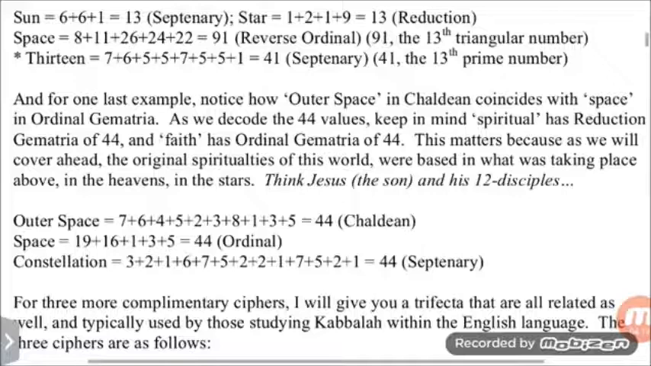As we decode the 44 values, keep in mind spiritual has reduction gematria of 44, and faith has an ordinal gematria of 44. This matters because, as we will cover ahead, the original spiritualities of this world were based on what was taking place above, in the heavens, in the stars. Think Jesus, the Son, and his 12 disciples. Outer space equals 44, Chaldean. Space equals 44, ordinal. Constellation equals 44, septenary.